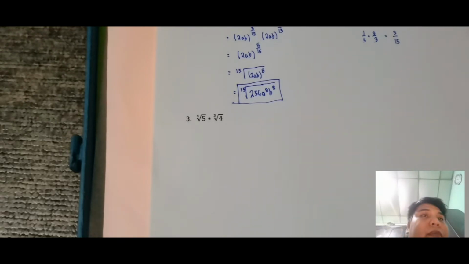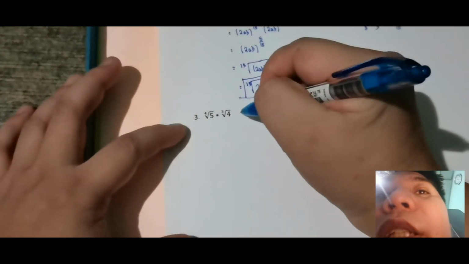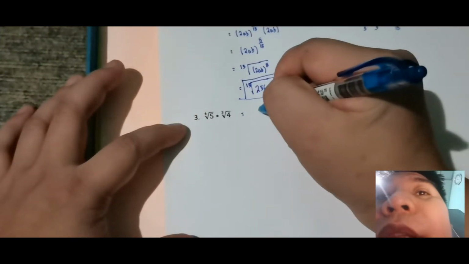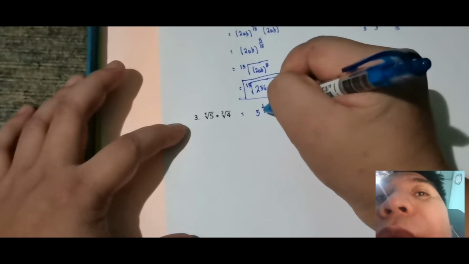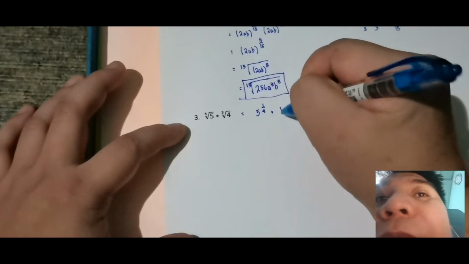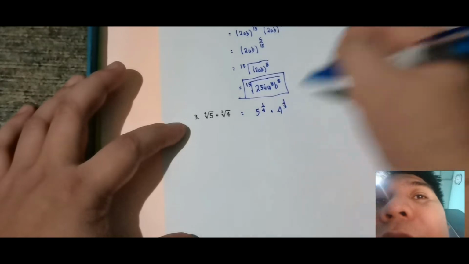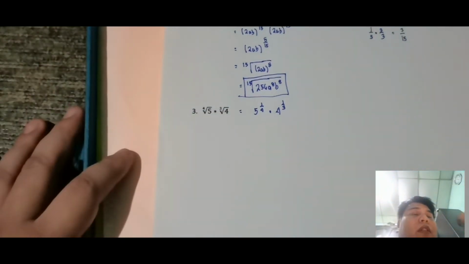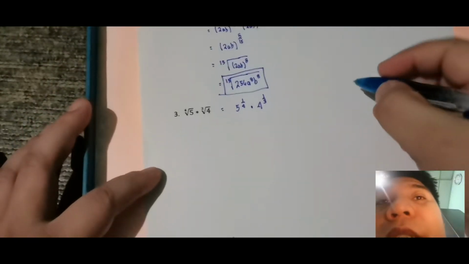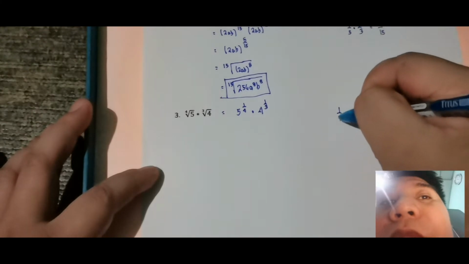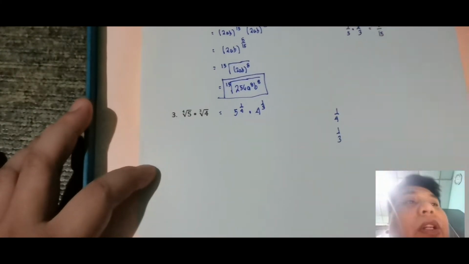Ganun pa rin. Okay, so ang pinagkaiba nga lang nito, hindi magko-combine yung mga exponent nila. Ganun kasimple. So let's have this. This is equal sa 5 raised sa 1/4, multiplied by 4 raised sa 1/3. Okay, then kunin natin yung mga LCD, yung mga exponent 1/4, 1/3.